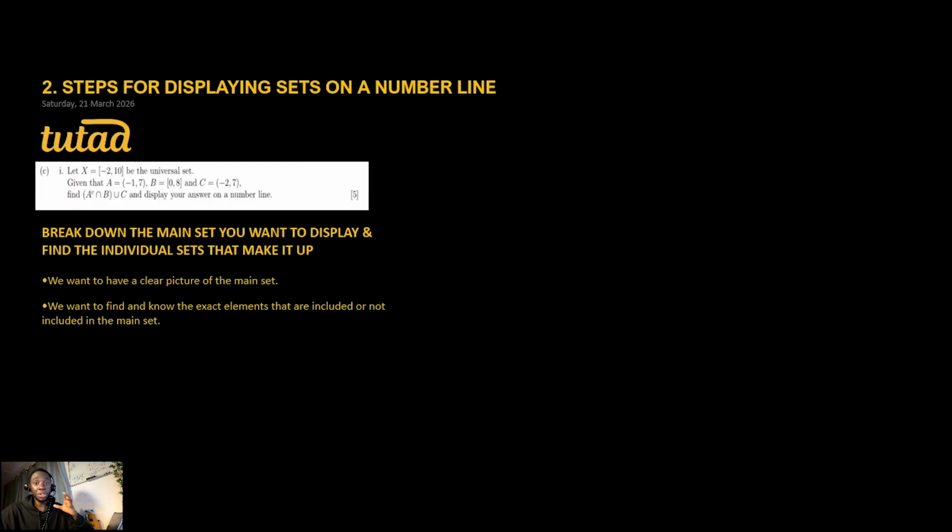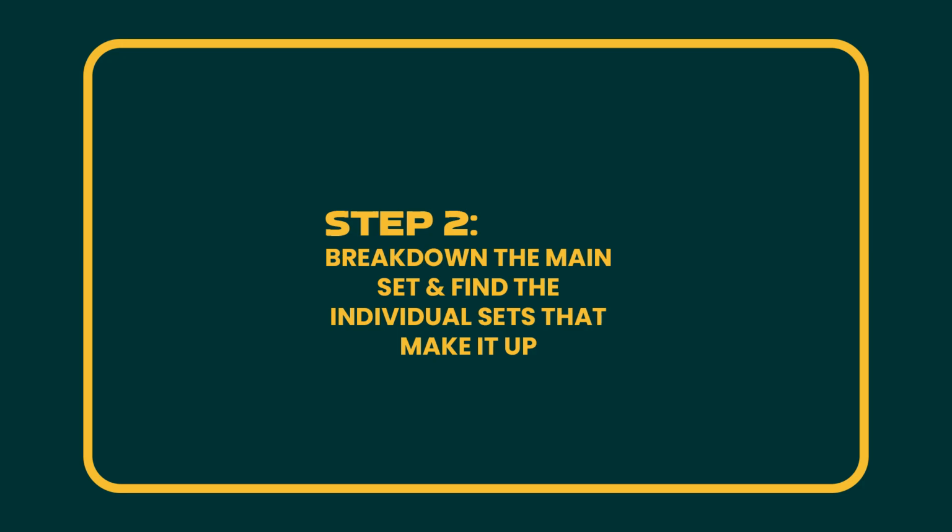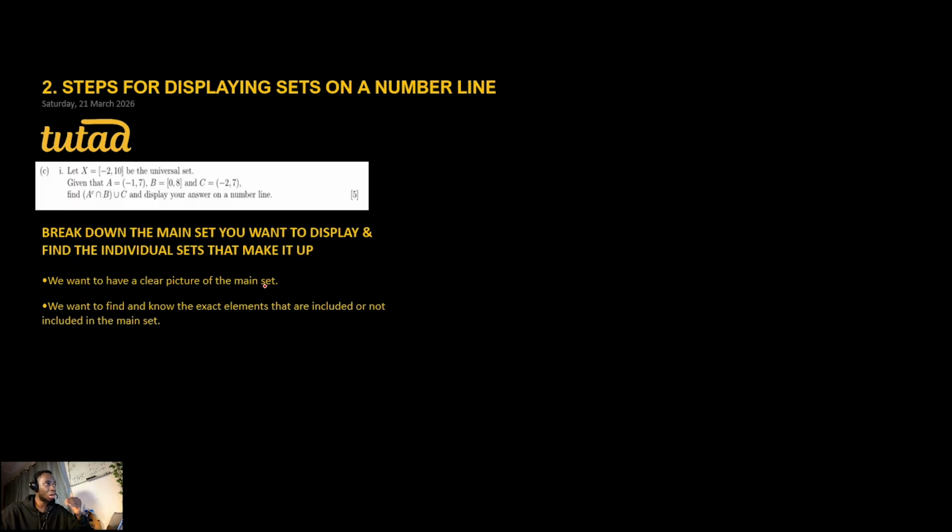The second step we're going to take to help us achieve our goal is to break down the set we want to display on the number line and find the individual sets that make it up. We are doing this because, number one, we want to have a clear picture of the main set. Number two, we want to find and know the exact elements that are included or not included in the main set. Whenever you have something big, it might be difficult for you to understand it in its big size. So you might want to reduce it into smaller chunks. That way you can analyze the smaller chunks individually, giving you a clear picture of how the whole thing is made up and how the whole thing works all together.